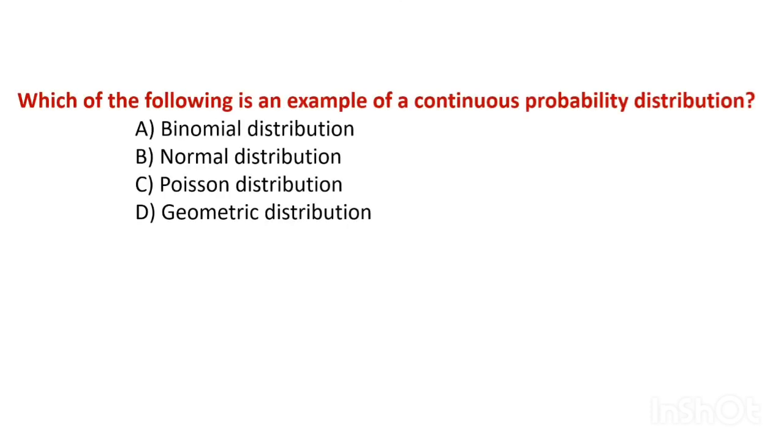Which of the following is an example of a continuous probability distribution? The normal distribution is continuous, whereas binomial, Poisson, and geometric distributions are discrete. The correct answer here is B, normal distribution.